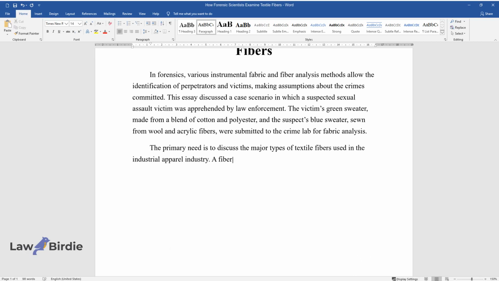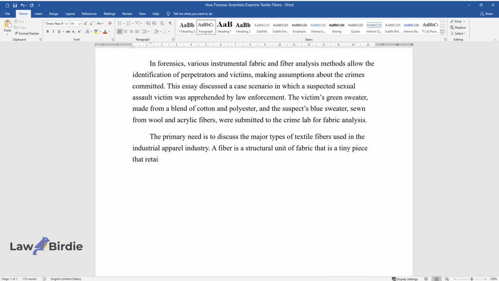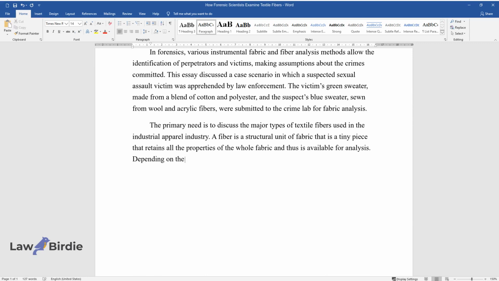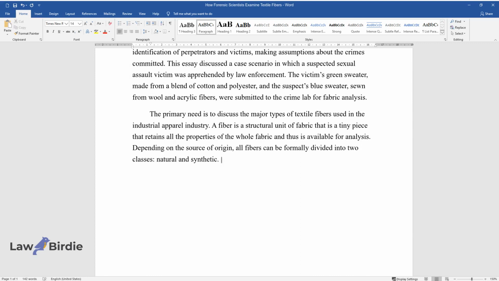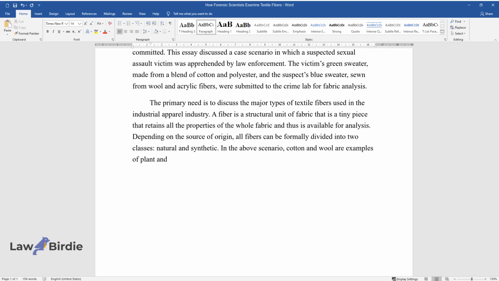A fiber is a structural unit of fabric that is a tiny piece that retains all the properties of the whole fabric and thus is available for analysis. Depending on the source of origin, all fibers can be formally divided into two classes, natural and synthetic. In the above scenario, cotton and wool are examples of plant and animal natural fibers, respectively, that is, they are such fabrics that are found in nature.